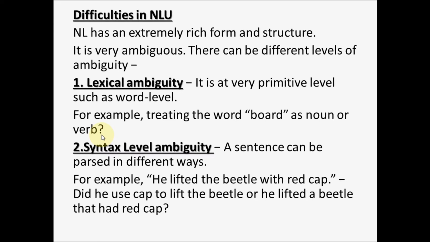Second is syntax level ambiguity. A sentence can be parsed in different ways. For example, suppose the sentence given from the human side to the machine is, he lifted the beetle with red cap. Now, from the machine side, the difficulty in understanding the sentence is that whether he used the cap to lift the beetle is right, or he lifted a beetle that had a red cap is right. Because when I say with the red cap, does this mean the person lifted the beetle with an object called red cap, or whether he lifted a beetle who was wearing a red cap, is not understood by the machine. For you and me, this could be obvious, but for machine, nothing is obvious.